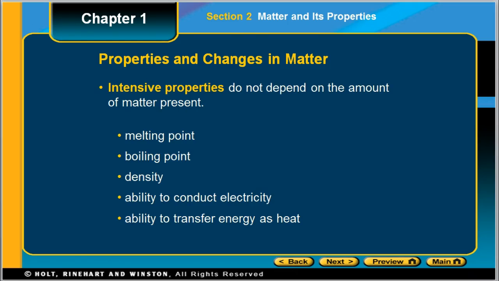If I were asking you to look at some of the intensive properties, these are properties that do not depend on the amount of matter present. So if I asked you to find the density of that rock, you would find that it doesn't matter. The density is going to be the same whether I give you a little rock or a big rock, and it's because it's calculated. Melting point, boiling point, being able to conduct electricity, and ability to transfer energy as heat are all intensive properties. If I give you a piece of copper wire, it'll conduct electricity just as much as a whole plate of copper wire would.